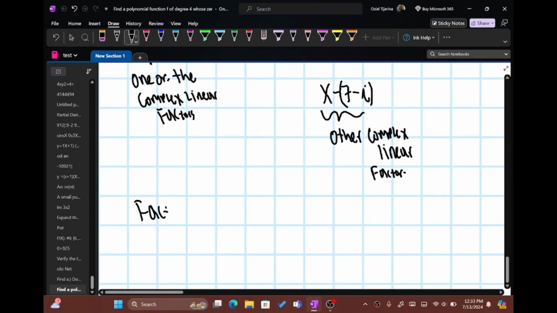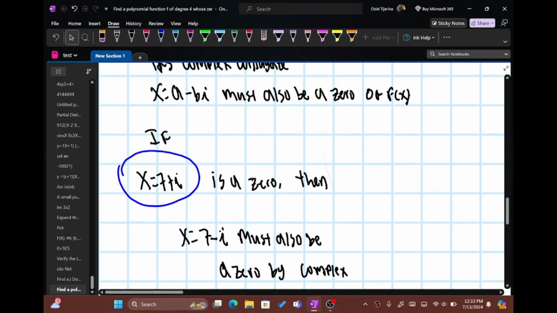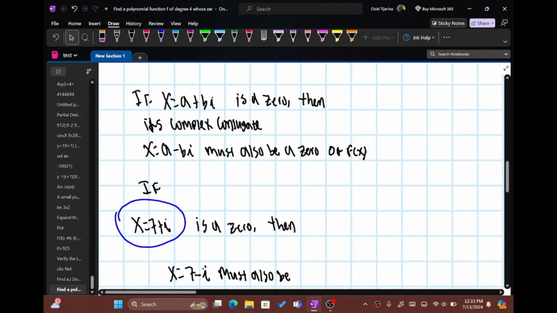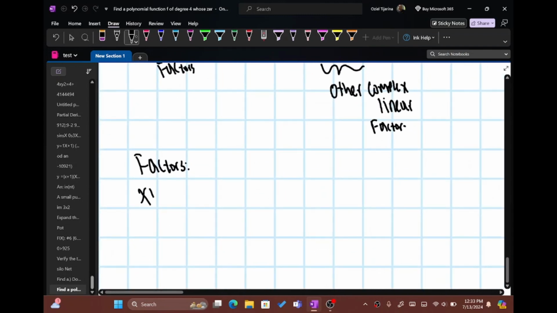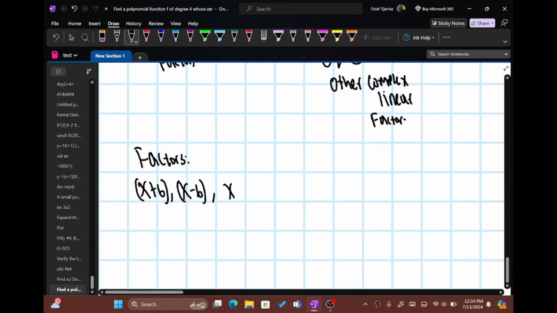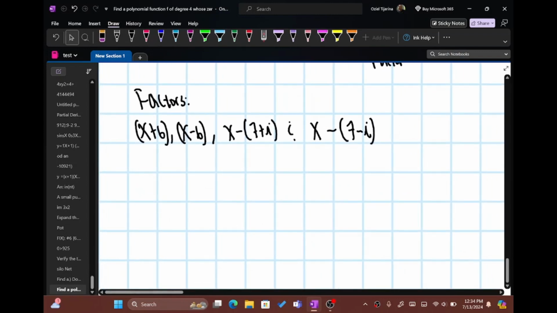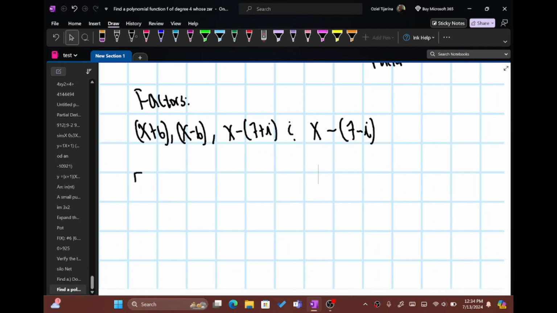Now that we understand this, we're going to go ahead and again state all our factors, right? So our factors, all in all, are x plus 6, x minus 6, and then x minus the quantity 7 plus i, and x minus the quantity 7 minus i. Okay, and so what we're going to do is state the following.